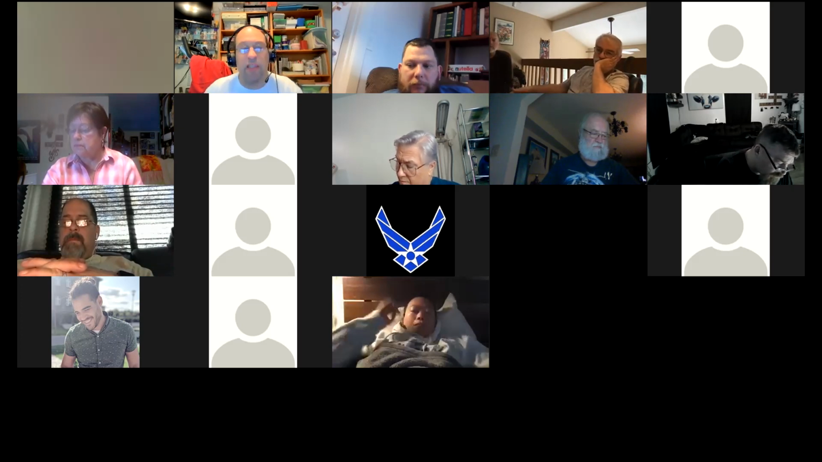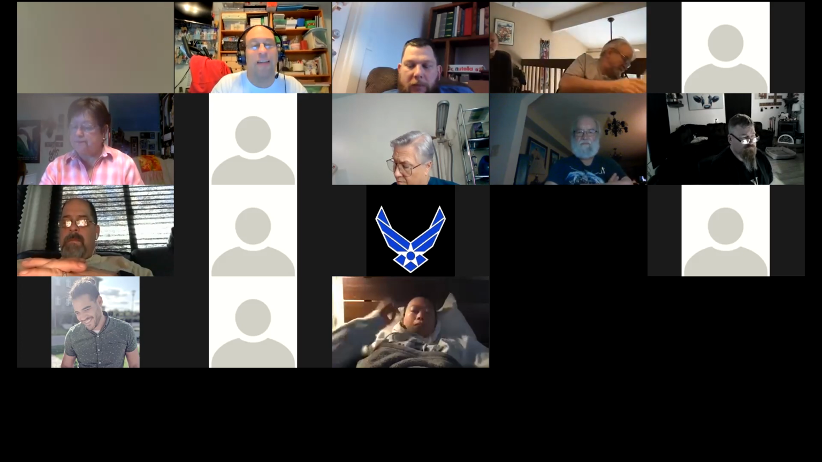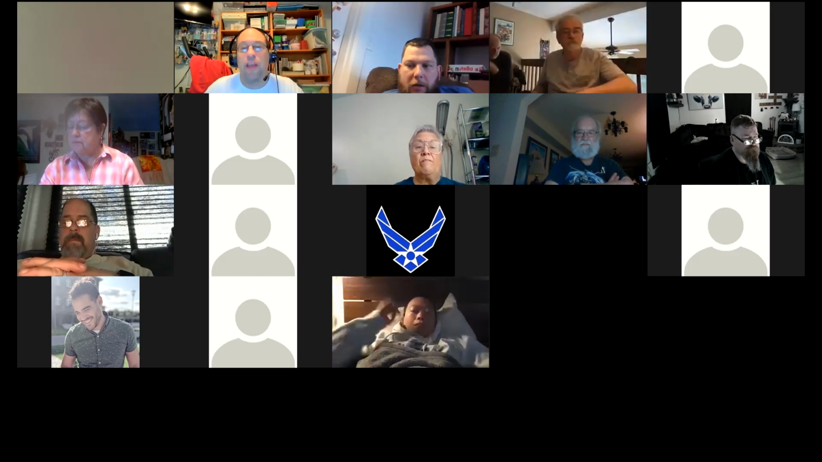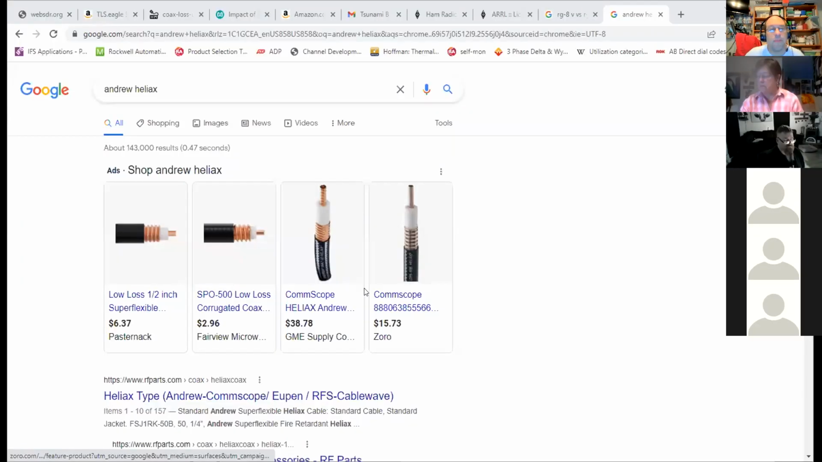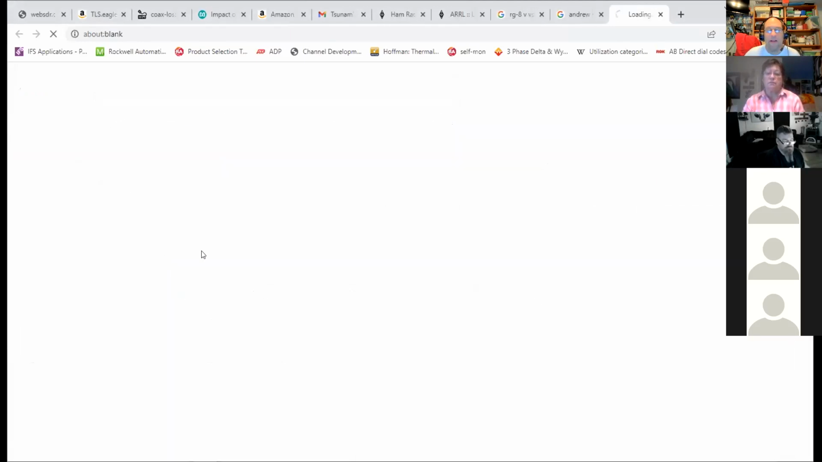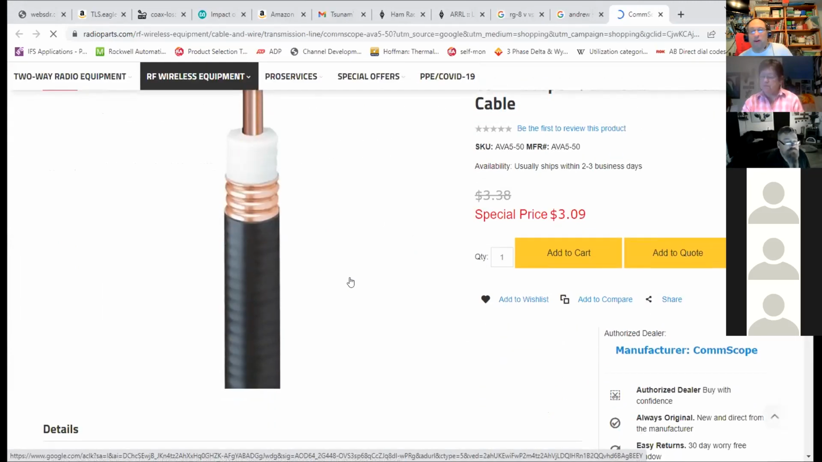So hardline, when I say hardline, that might be a little confusing to people. So I'm going to pull up something called Andrew Heliax. This is a polyethylene insulated hardline. And notice that it's actually copper and copper. The shield is actually solid copper. This has a diameter, for instance, of 7/8 of an inch. As you can imagine, it's very, very heavy.